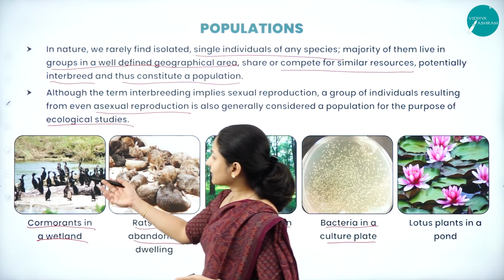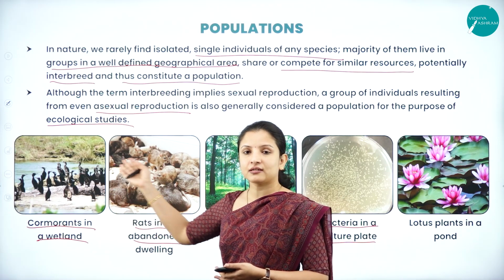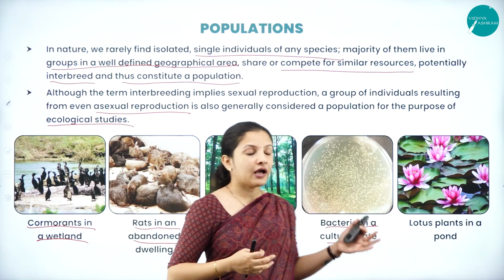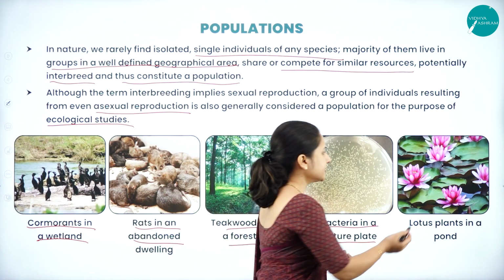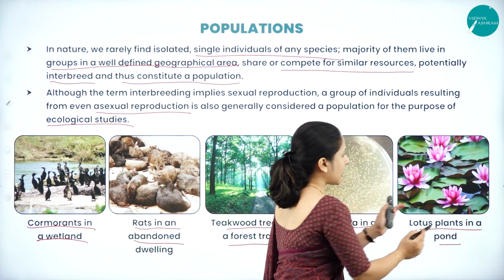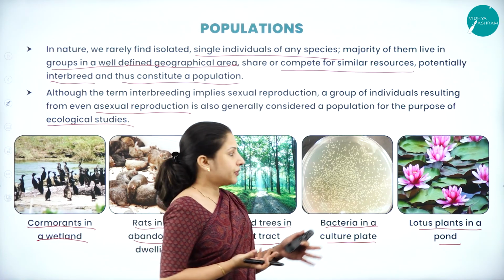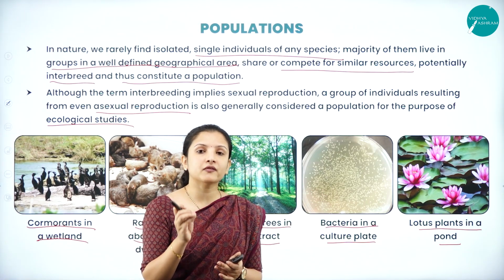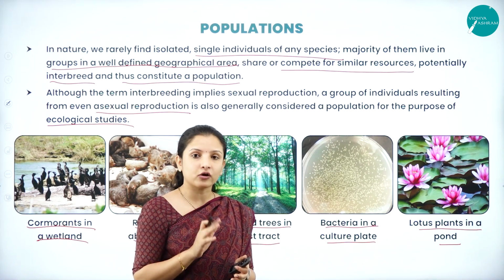So by looking at this, I can say in this particular wetland there are so many cormorants. In this abandoned building there are so many rats, and on the forest tract there are so many trees. Likewise, the lotus plants in a pond, I can also count the number of lotus plants in a pond, right? But when it comes to bacteria in a culture plate, we cannot give an exact number. Like the number of bacteria in a culture plate cannot be counted.